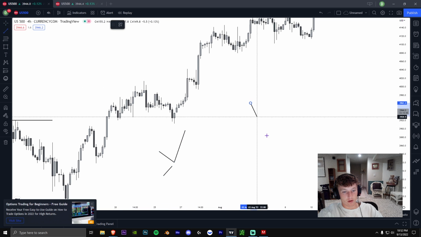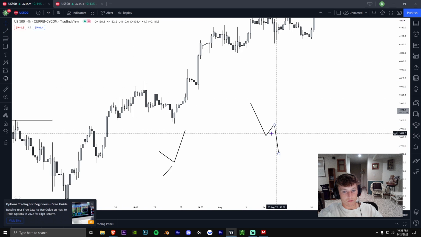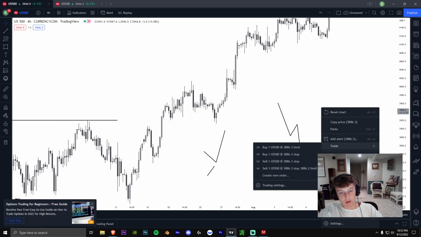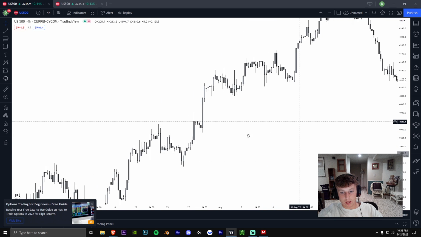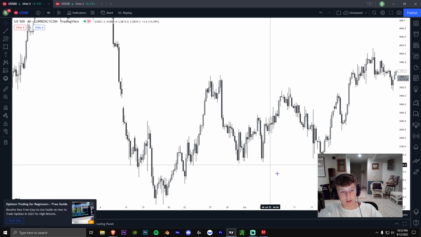I don't even know what I'm doing. Okay, I'm sorry. Same thing goes for downtrend. So we create lower highs, lower lows, as you guys can tell. So that's the basics of market structure, and that's going to be very important to know for this.